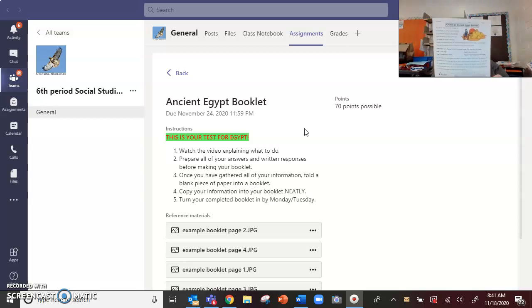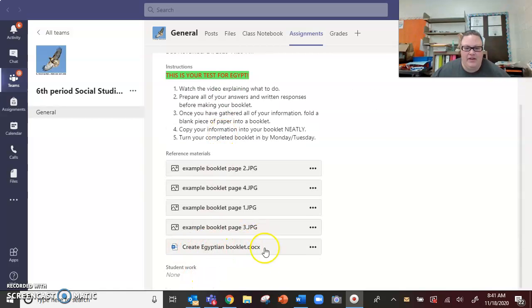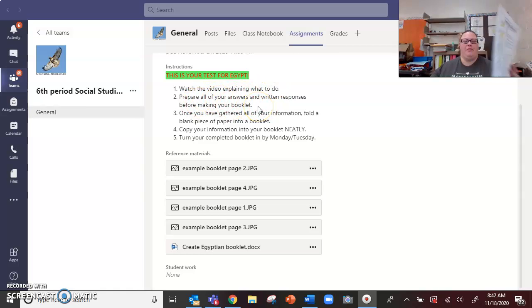So all of you should have this paper. If you do not have this paper, it is right here on Teams where it says create Egyptian booklet document, okay? So you follow the directions, you're watching the video first, and now you're going to prepare all of your answers. So your booklet is going to have 4 pages.